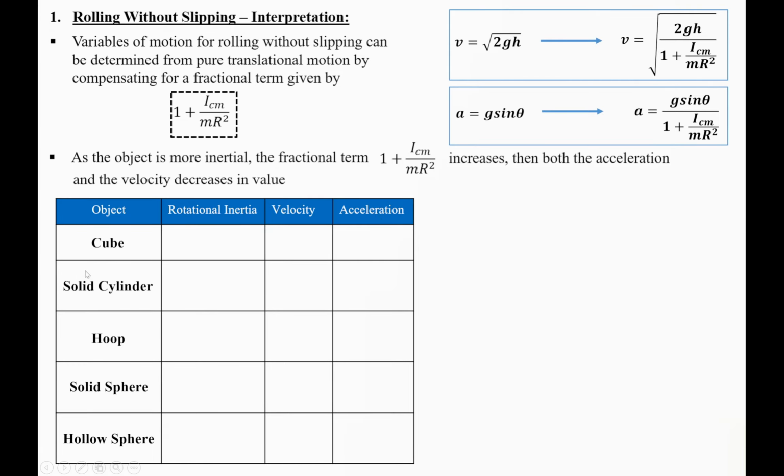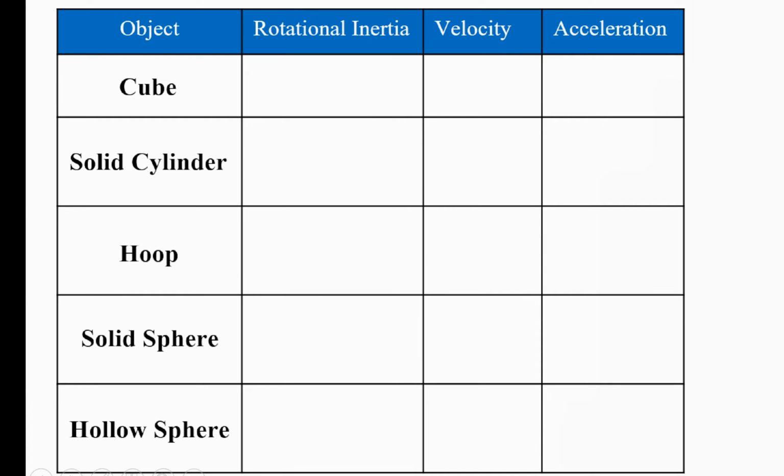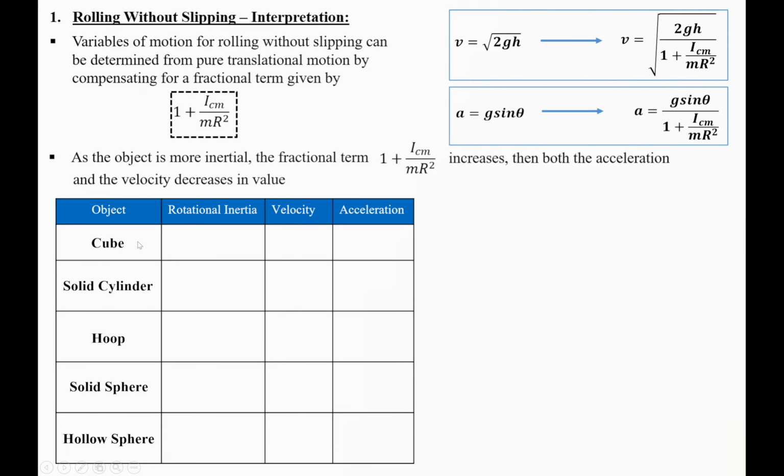So we're gonna handle the following objects. Now these four perform combined motion, rolling without slipping. As for the cube, it's pure translational motion. So for the first row, the rotational inertia is not applicable, which is basically 0. The velocity at the end of the ramp is given by square root of 2gh, and the acceleration is given by g sine theta.